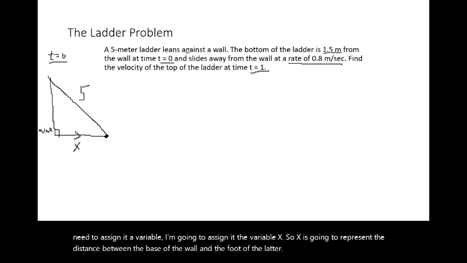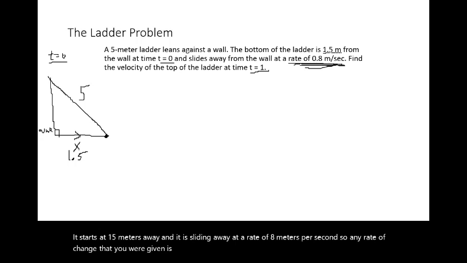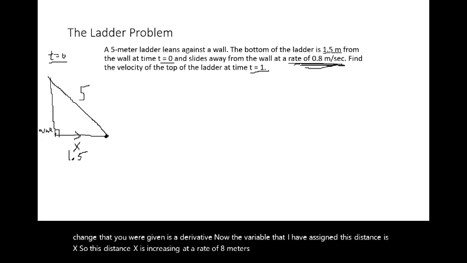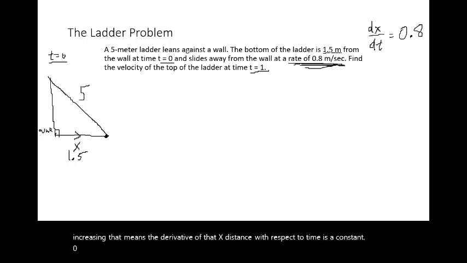It starts at 1.5 meters away, and it is sliding away at a rate of 0.8 meters per second. So any rate of change that you are given is a derivative. Now the variable that I have assigned this distance is x, so this distance x is increasing at a rate of 0.8 meters per second. So because the distance x is increasing, that means the derivative of that x distance with respect to time is a constant 0.8. And since the ladder is sliding away, that means this x distance is increasing. So I have left the derivative as a positive 0.8 to indicate that x is increasing as the ladder slides away.